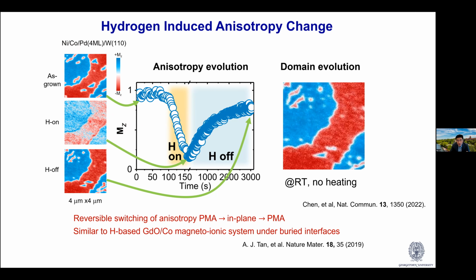By the way, we believe this is the same physics as the very nice experiment done by Jeff Beach's group at MIT, where they showed proton-based magneto-ionics. They were driving hydrogen ions into the buried interface of cobalt and gallium oxide and toggling the PMA. Here we are able to see this directly and also quantify it. It actually doesn't take too much hydrogen to induce this toggling.